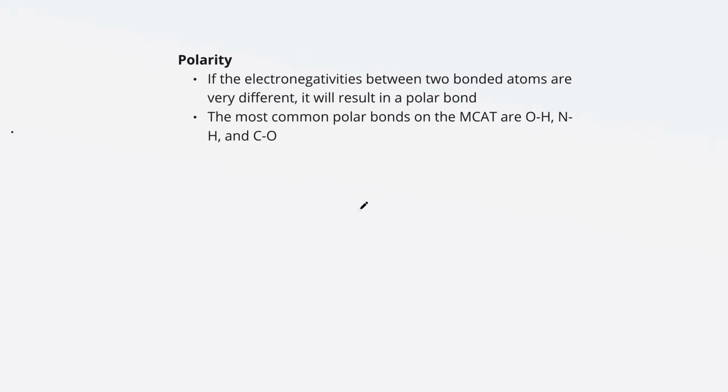So for example, if we have a carbon bonded to an oxygen, the oxygen is more electronegative. So it's going to pull the electrons in that bond towards itself. But this does not mean that the electrons will only be on oxygen.